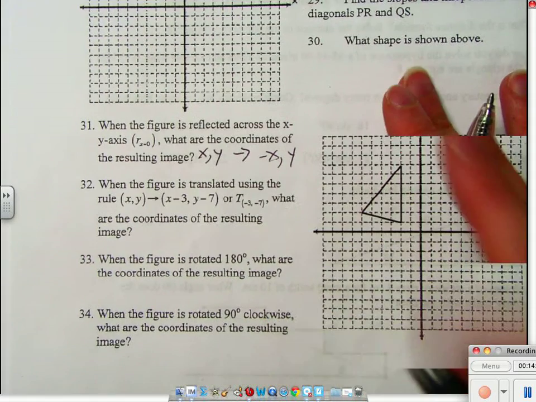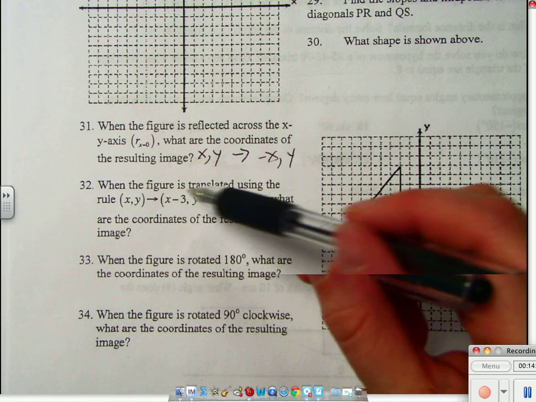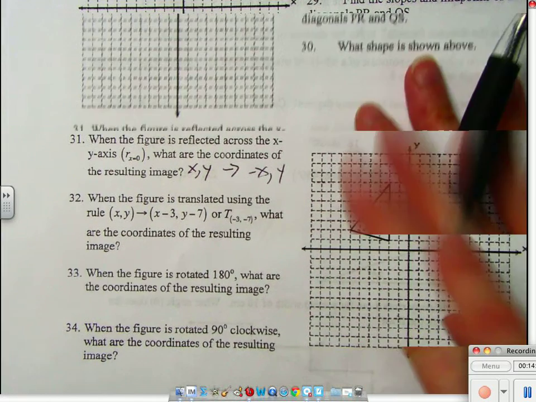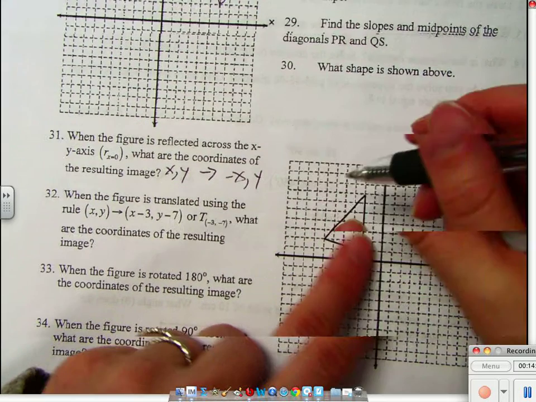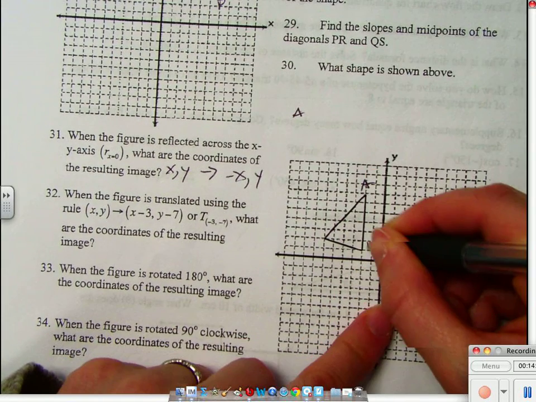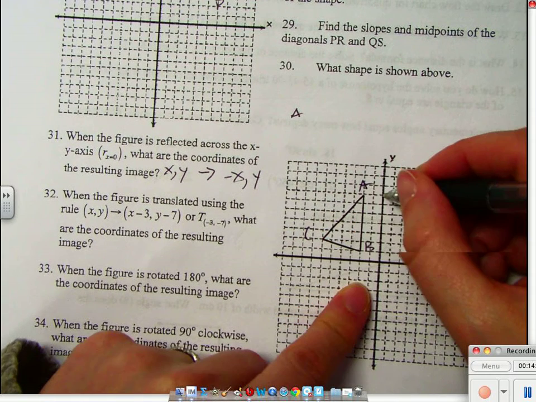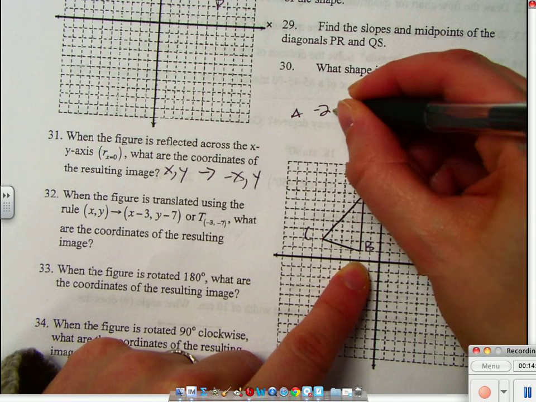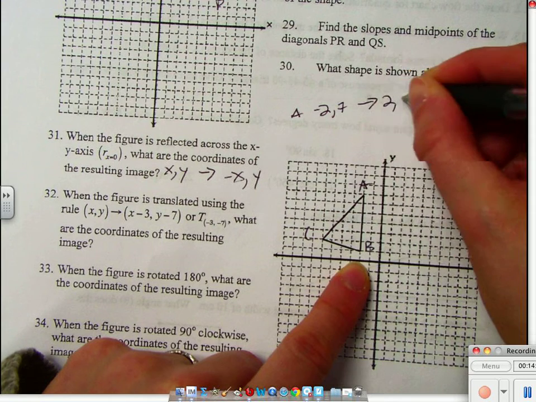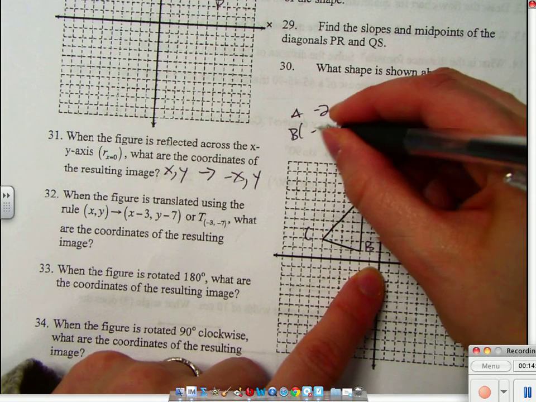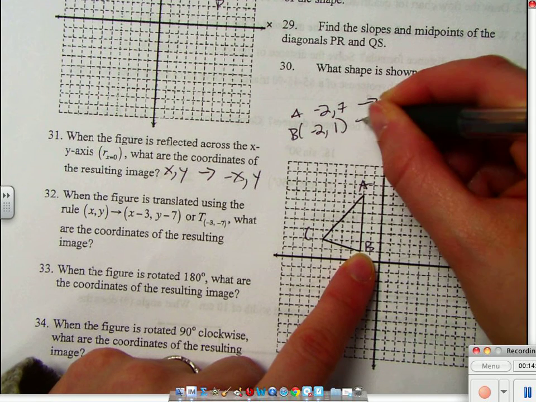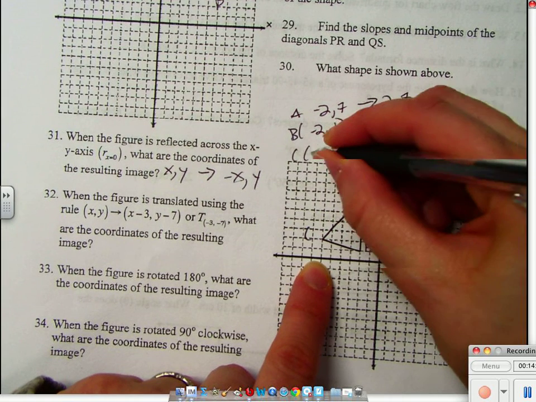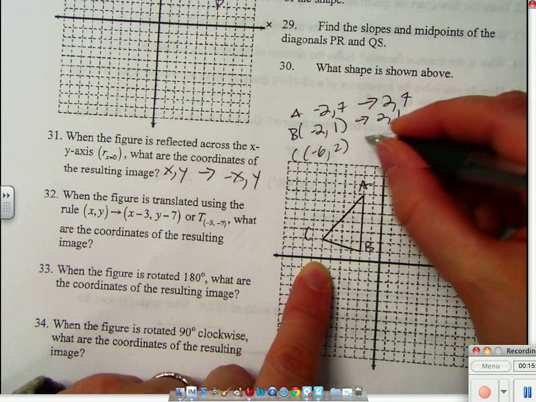Okay. When the figure is translated using x minus 3, y minus 7, what are the coordinates of the resulting image? So, wait, for this, I'm just going to list them. This is A, B, and C. A goes from negative 2, 7 to 2, 7. B goes from negative 2, 1 to 2, 1. And C goes from negative 6, 2 to positive 6, 2. That's for number 31. Okay.